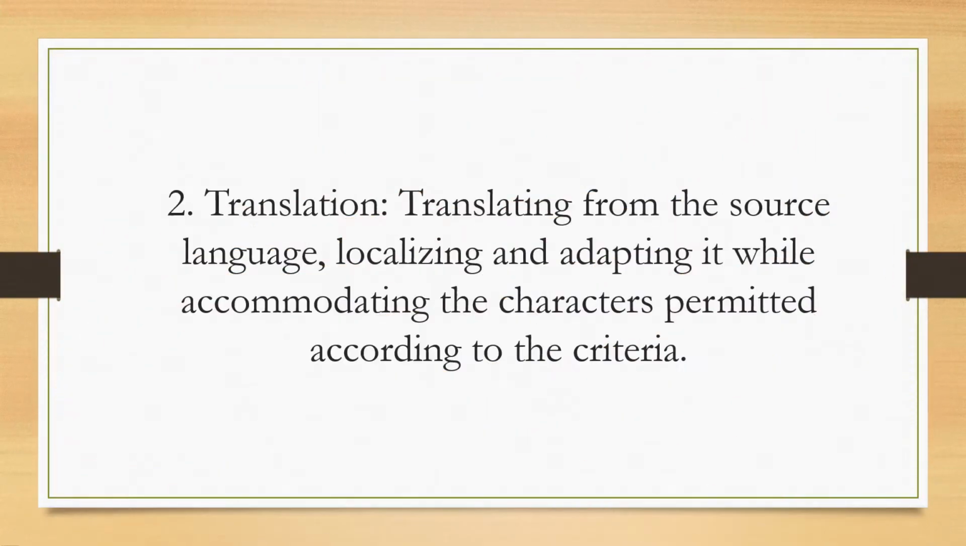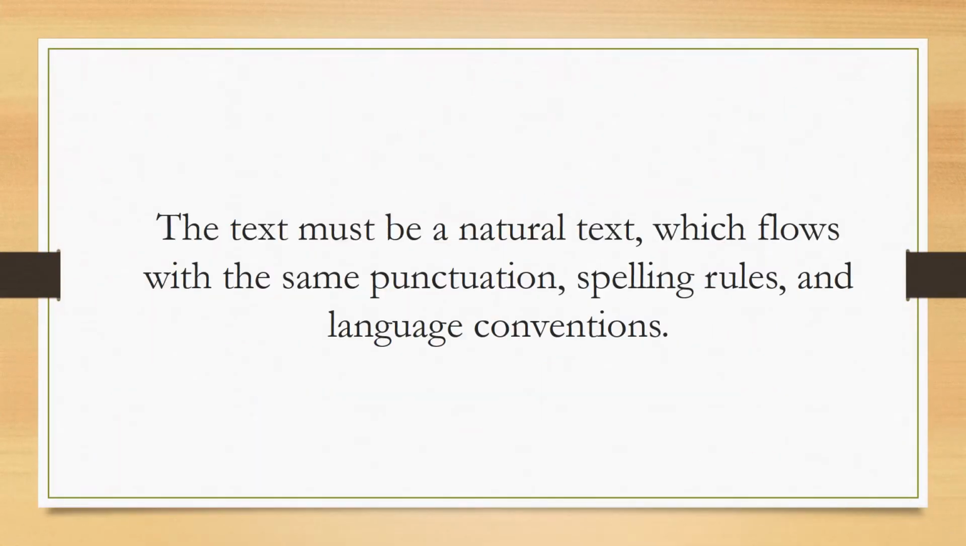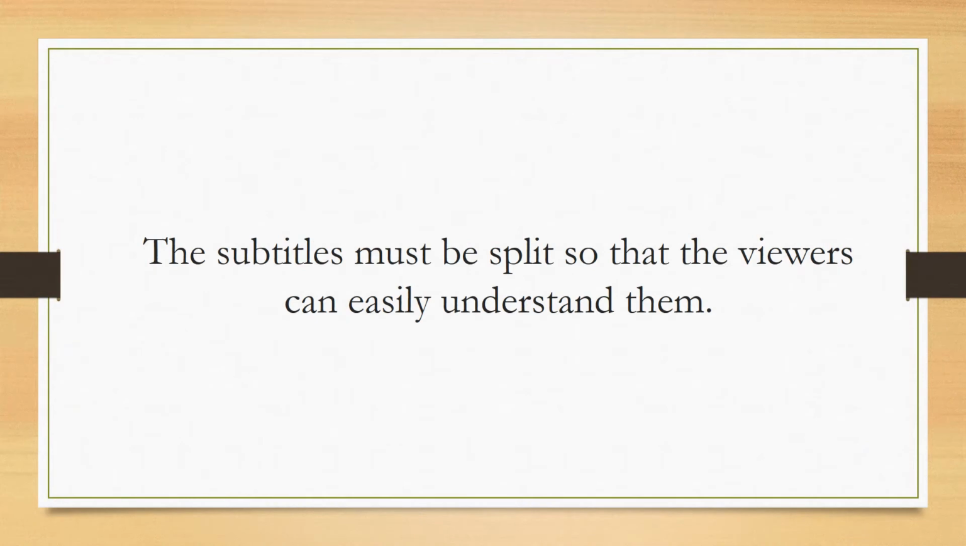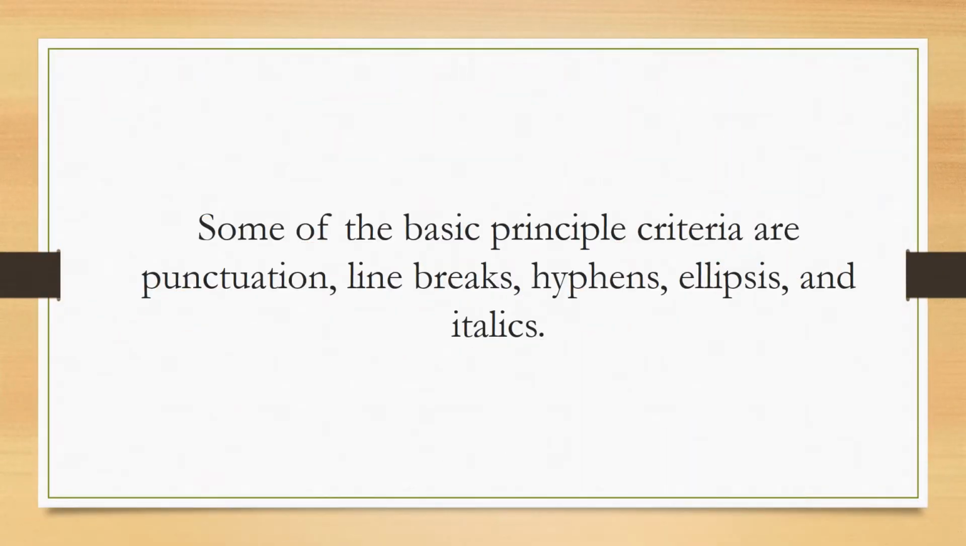2. Translation, translating from the source language, localizing and adapting it while accommodating the characters permitted according to the criteria. 3. Correction: sentence structure, comprehension and overall flow of dialogue. The text must be a natural text, which flows with the same punctuation, spelling rules, and language conventions. The subtitles must be split so that the viewers can easily understand them. Above all, they must not distract the viewer. Some of the basic principal criteria are punctuation, line breaks, hyphens, ellipsis, and italics.